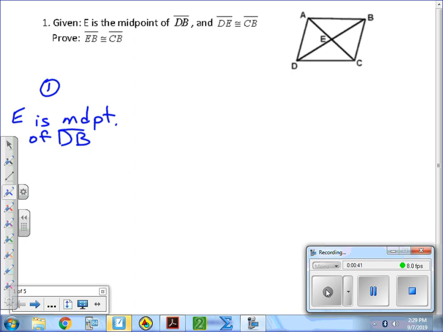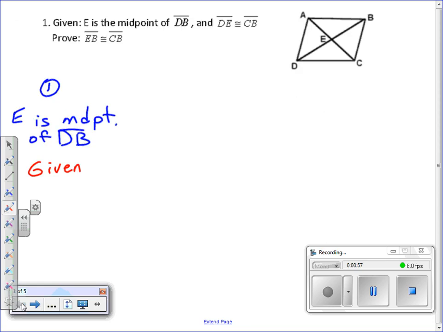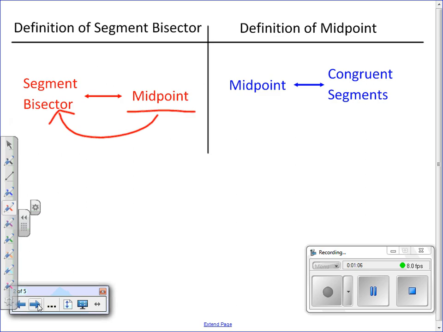Okay, so E is the midpoint of segment DB, and that is given. Now, what do I know about midpoints? I have a couple options here. I know that if I have a midpoint, I can say that I have a segment bisector. My statement would then be that because E is a midpoint, E is the segment bisector of the segment. But once I know it's a segment bisector, all that does is take me back to midpoint. So that's not really useful on this proof.